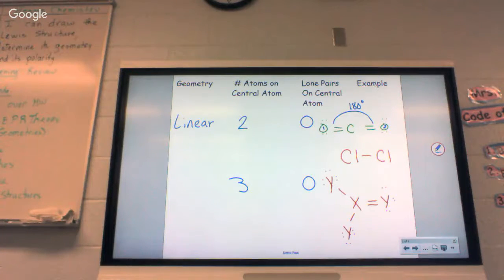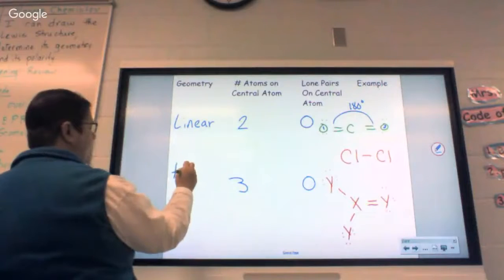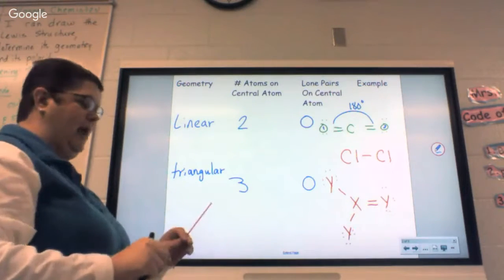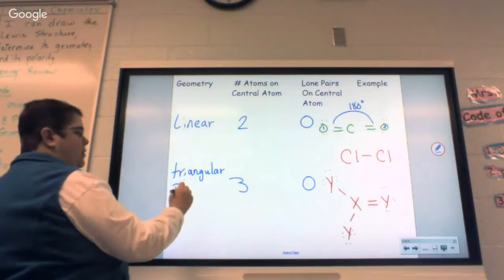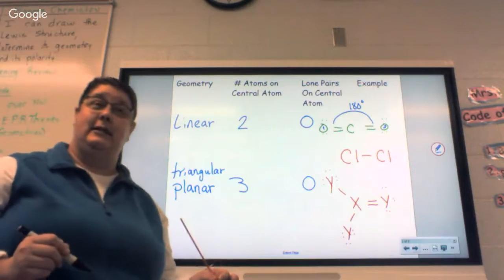Keep going. Now, you have 3 atoms and no lone pair. The geometry is based on this shape. If I connect all this, what am I going to wind up with? Well, it's called triangular. Now, you cannot tell me the geometry's name is just triangular, because there are 3 of them. This one lies flat in the plane of the board, so it's called trigonal planar.